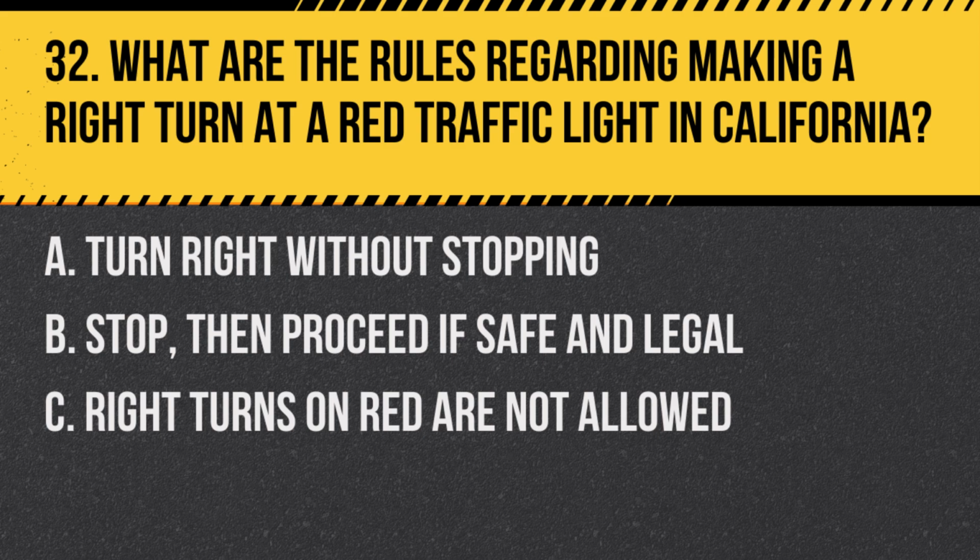Question 32. What are the rules regarding making a right turn at a red traffic light in California? A. Turn right without stopping. B. Stop, then proceed if safe and legal. C. Right turns on red are not allowed. Answer. B. Stop, then proceed if safe and legal. In California, you can turn right on a red light after coming to a full stop and ensuring it's safe.